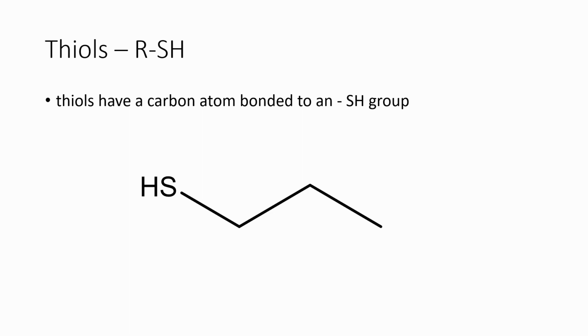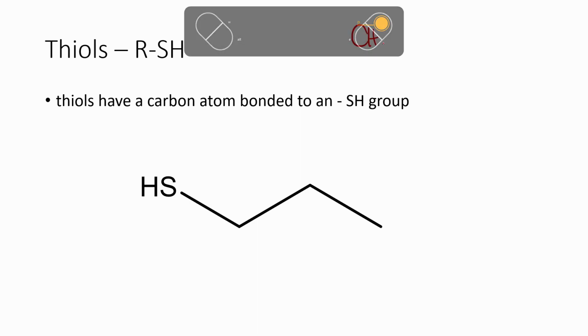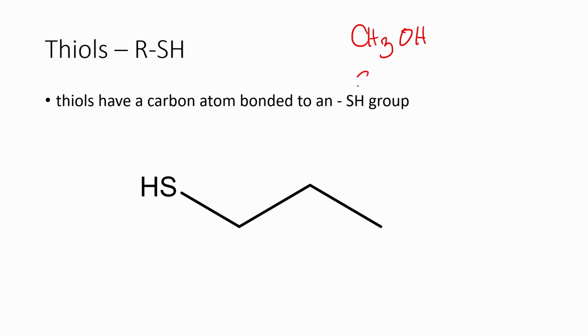Next, you have your thiols. Thiols are similar to our alcohols, but instead of OH, you have your SH added to the carbon atom. So if you have CH3 OH, this is the thiol counterpart. Please take note that it is required that S is bonded to H. Likewise, that H is bonded to O in alcohols.